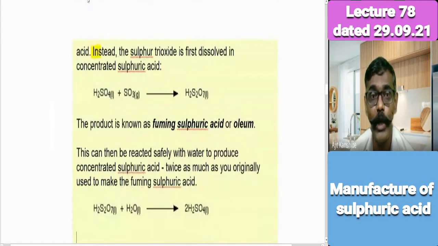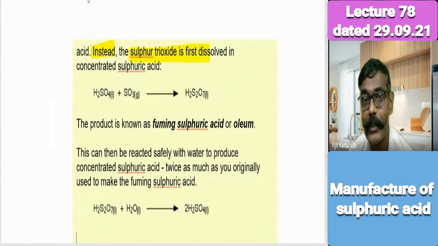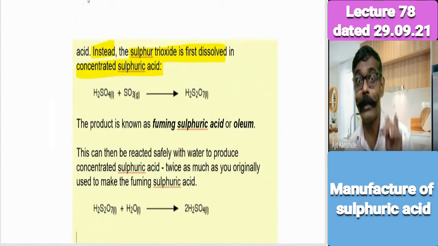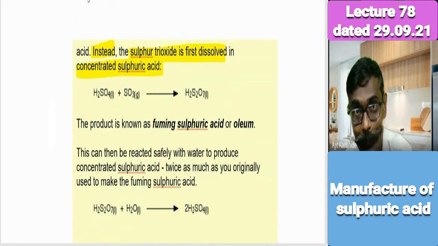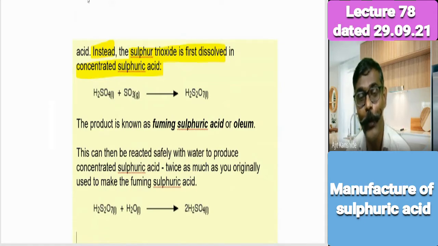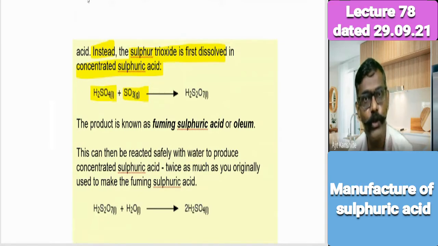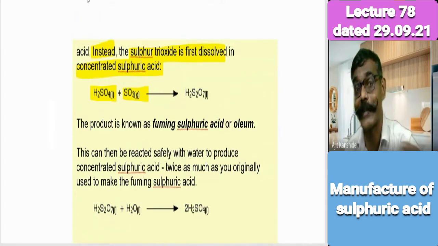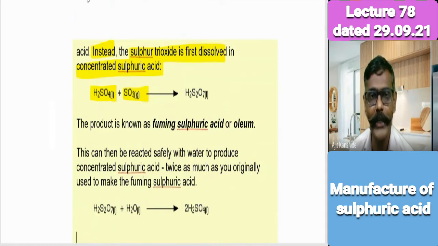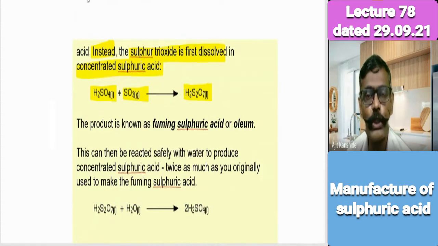Instead of that, what we are doing, sulfur trioxide is first dissolved in concentrated sulfuric acid. Interesting thing, we are discussing the formation of sulfuric acid, and what we are doing, we are passing this sulfur trioxide into sulfuric acid. Means already we should have the sulfuric acid, so that sulfuric acid helps to prepare new, additional sulfuric acid. So what is the reaction? Sulfuric acid reacts with sulfur trioxide to produce oleum, H2S2O7, fuming sulfuric acid. The oleum is called fuming sulfuric acid.